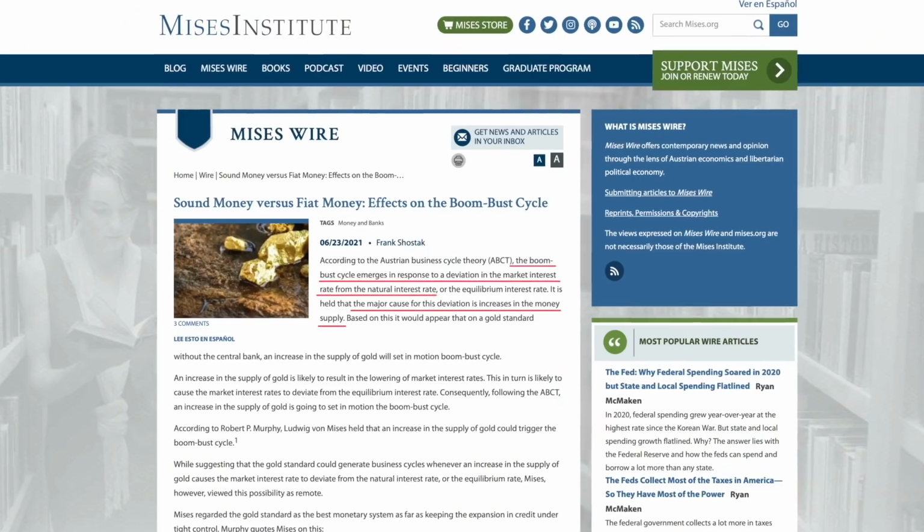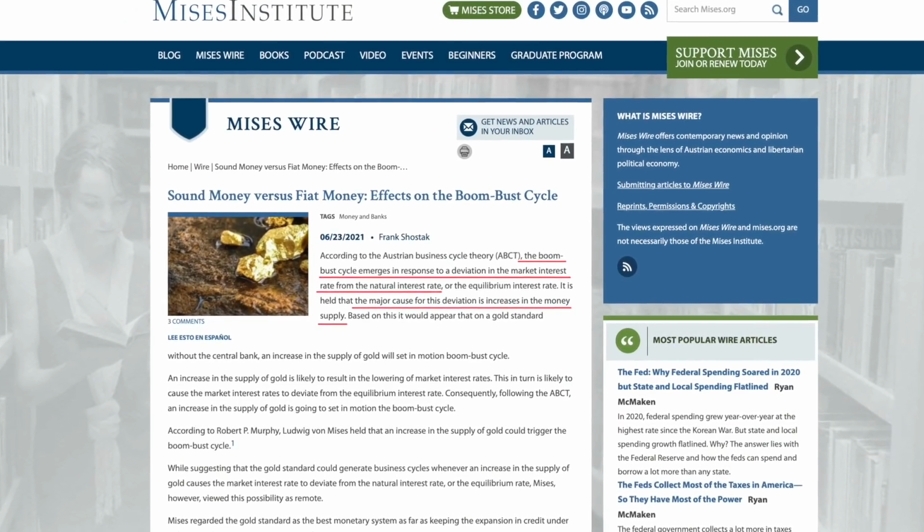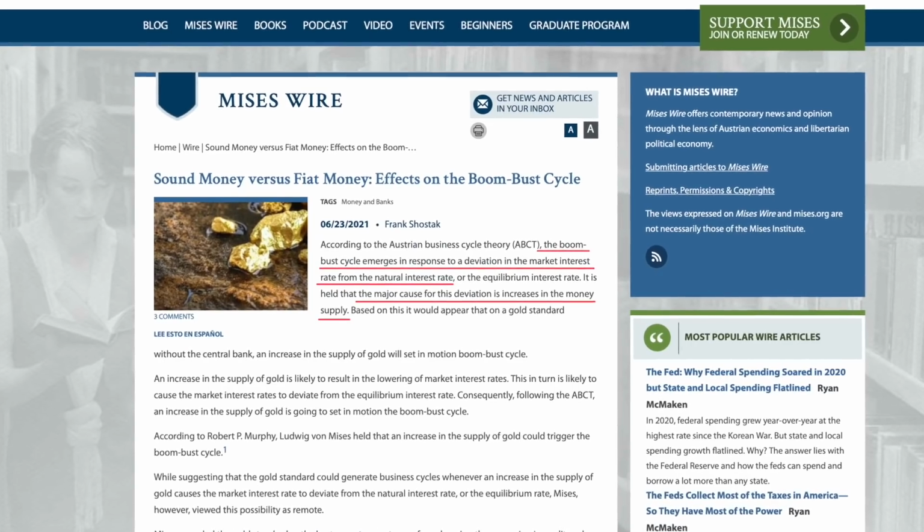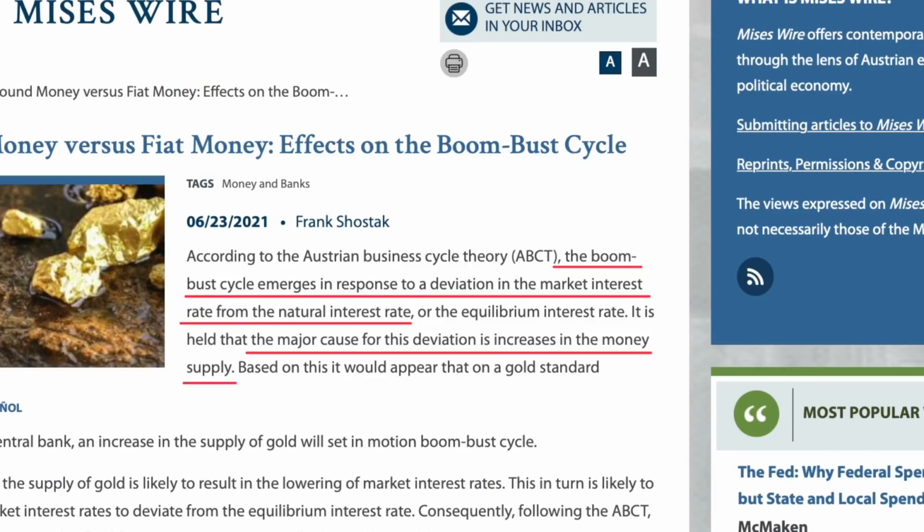We're going to discuss some details about the Austrian Business Cycle Theory today. According to the Austrian Business Cycle Theory, the boom-bust cycle emerges as a response to a deviation in the market interest rate from the natural interest rate. And it also says that that deviation in interest rate is caused by significant increases in the money supply.